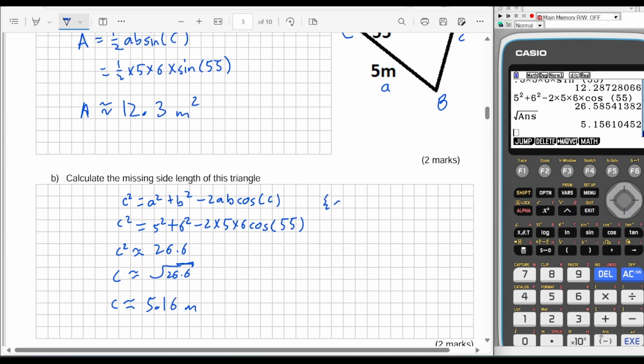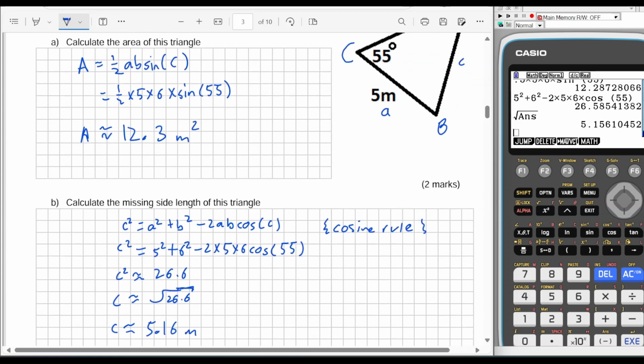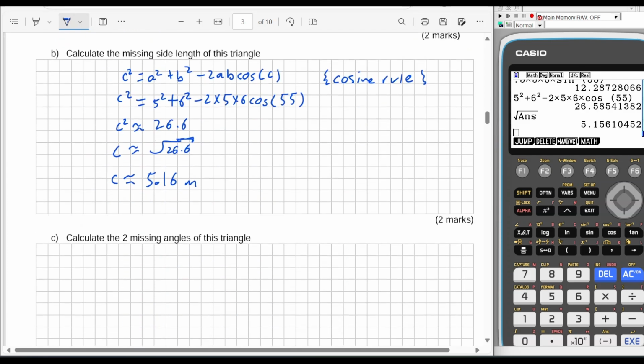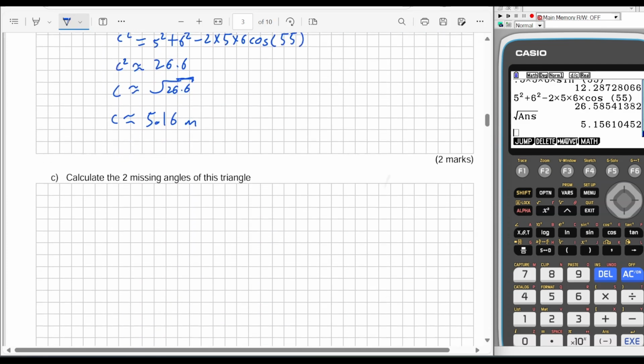Now it's not a bad idea to just pop something like "cosine rule" there, just to show the marker what you're doing. That's mainly important in show that questions, but if you have extra time, it's good communication skills to put that when you can. Okay, that's good. Find the other two angles of the triangle.